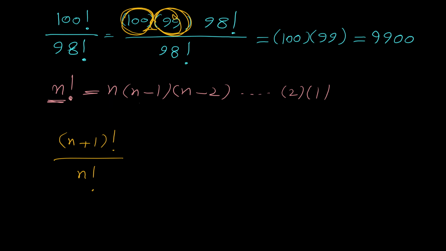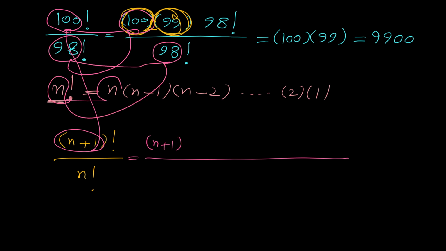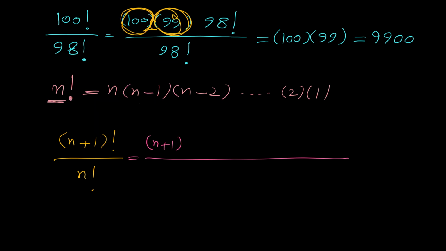Now, let's see how we can simplify this. In the numerator we have n plus 1 factorial. Based on the definition of factorial, we have to start from that number. When we have 100 factorial, we start with 100. When we have 98, we have to start from 98. When we have n, we start with n, then n minus 1, then n minus 2, and so on. So for n plus 1 factorial, we start with n plus 1.